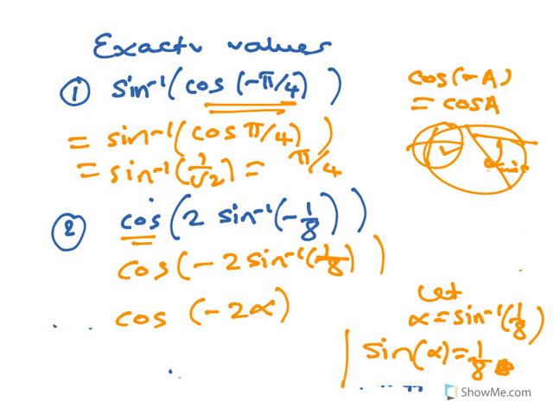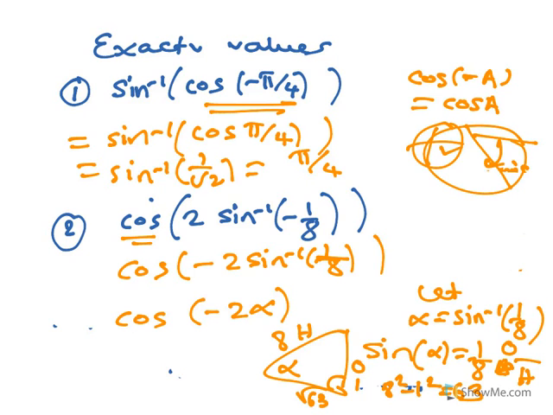And from that you can then draw your triangle. The sine is opposite on hypotenuse. So there's alpha, opposite on hypotenuse, so this would be 1 on 8. By Pythagoras, that would be 8 squared minus 1 squared, which is 63. So the adjacent side ends up being root 63.